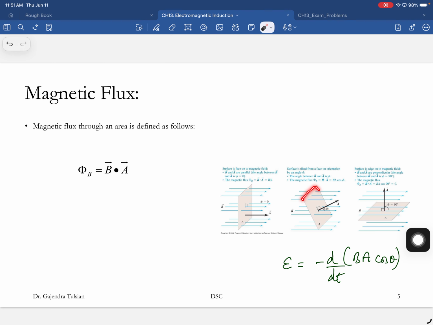So imagine this was a loop of wire, and you want to induce a voltage in this loop of wire. All you have to do is make sure that this quantity changes with time. You guys following me? This is extremely important. Here's $1 trillion. Literally trillions of dollars. To induce an EMF in this wire, all you have to do is make sure that this is non-zero.